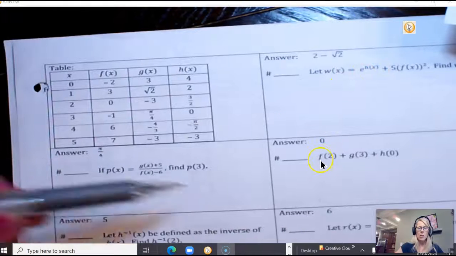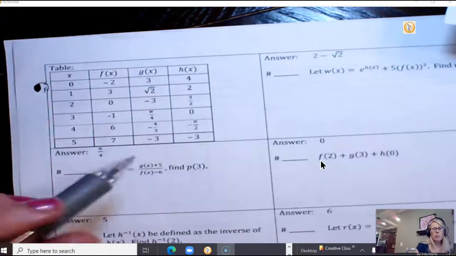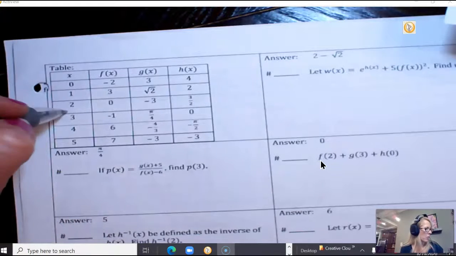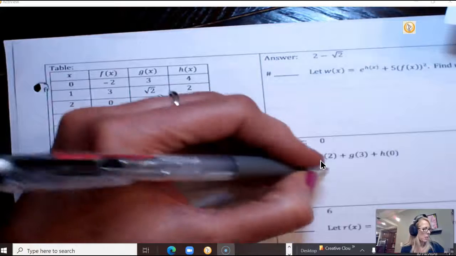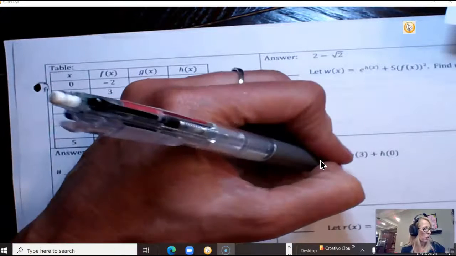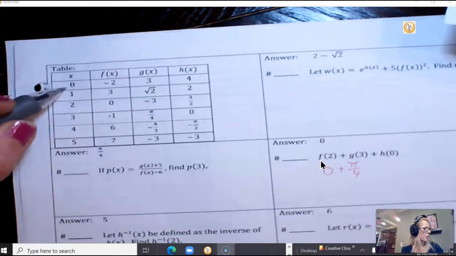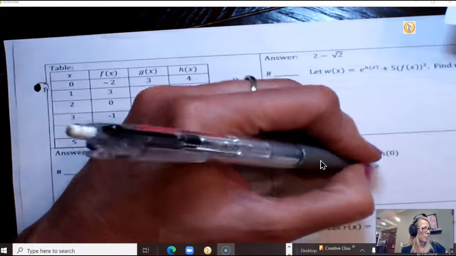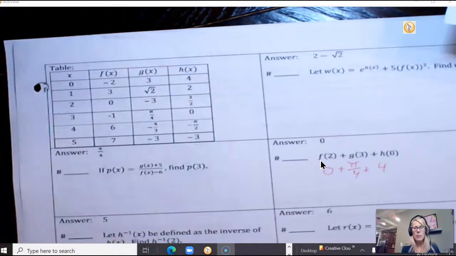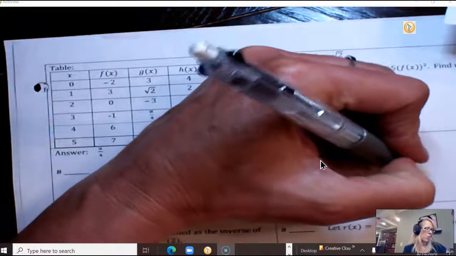Okay? All right, so now we want to look at f of 2 plus g of 3 plus h of 0. I don't think this part is too hard, so I'm going to go through it fairly quickly. So f of 2 is 0. g of 3 is pi over 4. h of 0 is 4. That would be nice if that was the way the answer looked, but it's not. You could even rewrite this as pi over 4 plus 4.